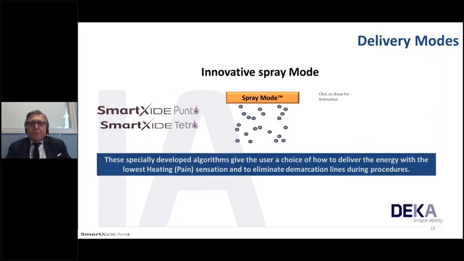You see here the randomized capability to deliver the dots in the skin. You see, we can do this with punto and tetra.